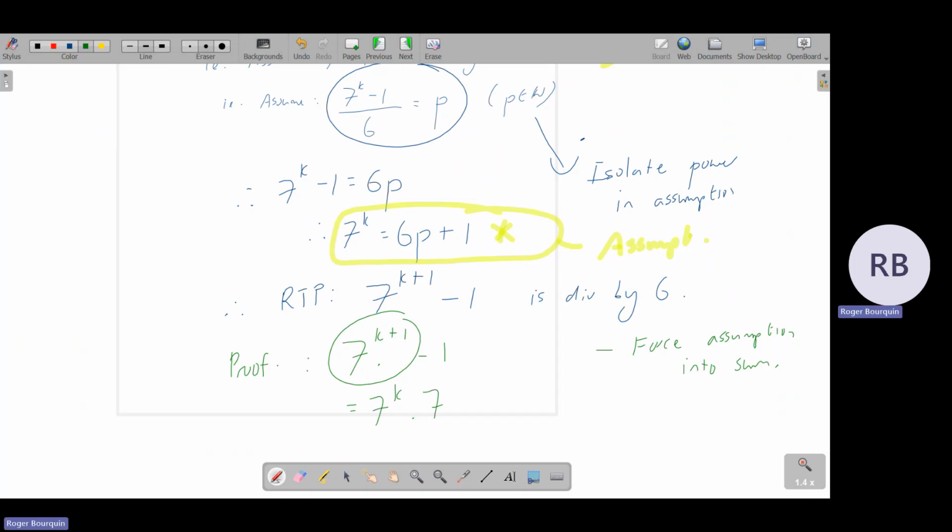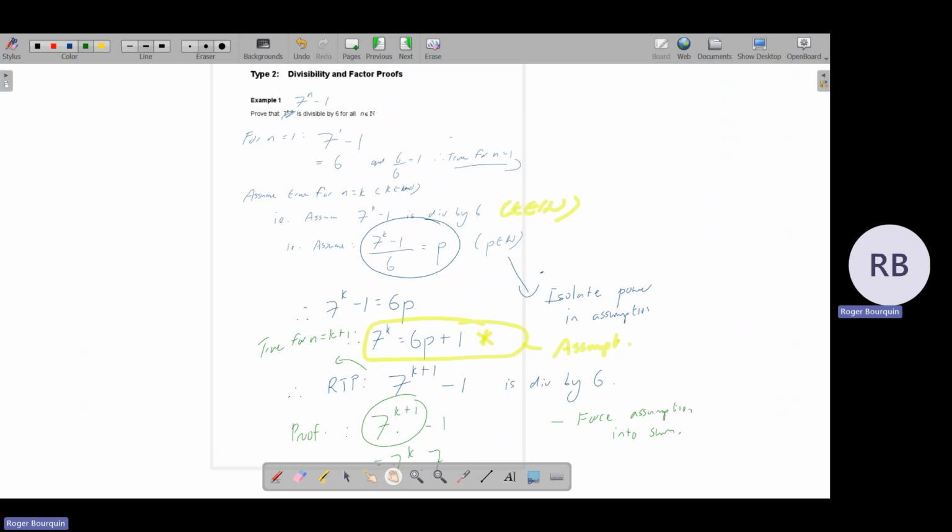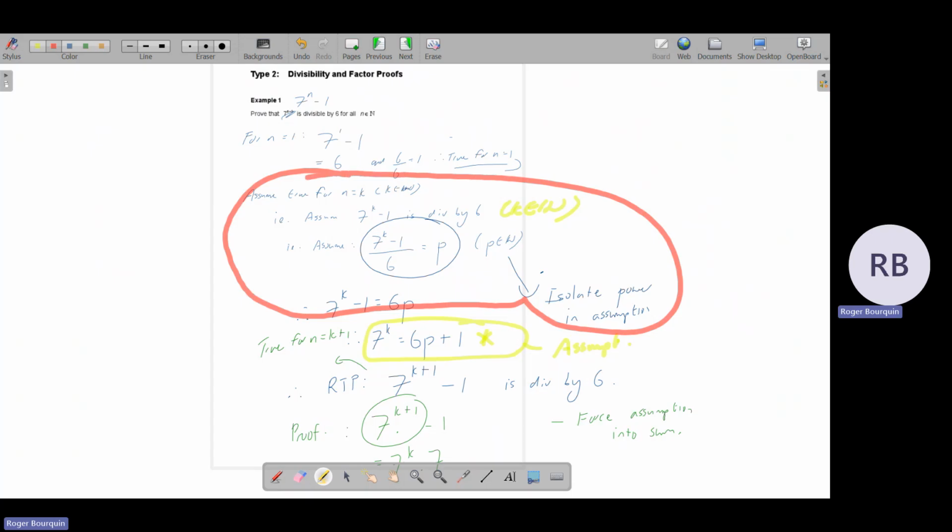I should have said that before this. Required to prove true for n is equal to K plus 1. We're going to show that this is divisible. So I'm trying to prove that that thing is divisible by 6, right? That's what the proof said: we have to prove that 7 to the n minus 1 will always be divisible by 6. So we assumed that it was true for n is equal to k. All of this bit over here was just manipulating the assumption.